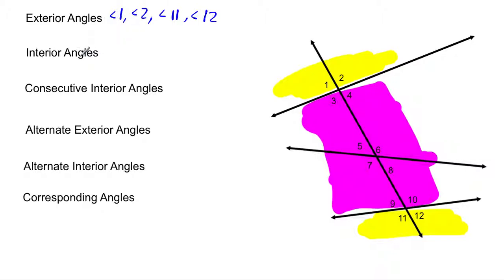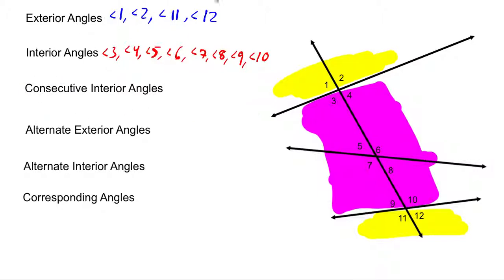Interior angles are going to be angles 3, 4, 5, 6, 7, 8, 9, and 10. Everything on the inside. Now, if I were to say just focus on these top 2 lines, then angles 7 and 8 would become exterior angles because I got rid of this bottom floor. But because I have this bottom floor, that makes angles 7 and 8 interior angles.